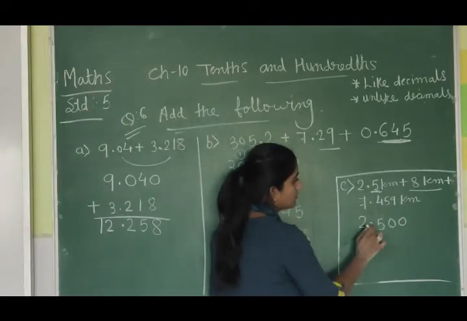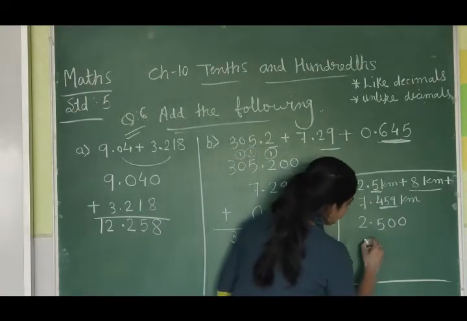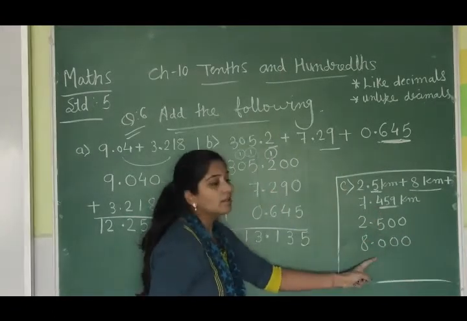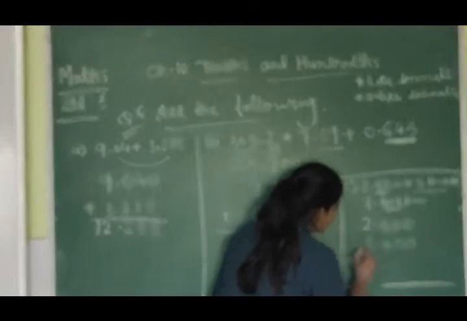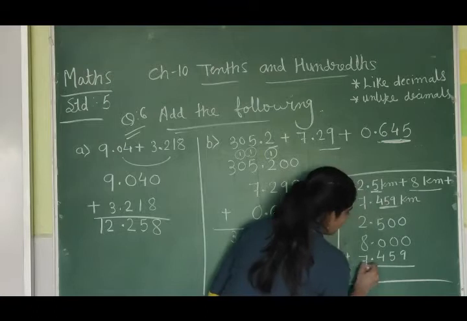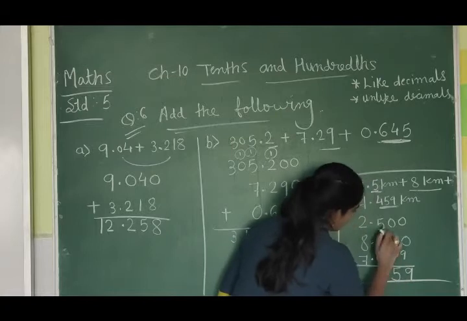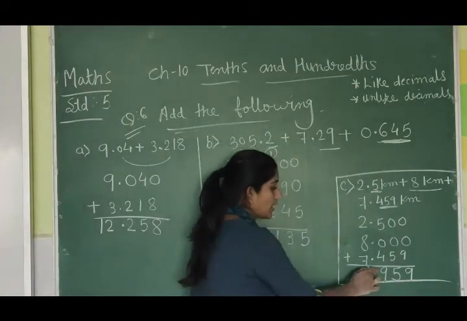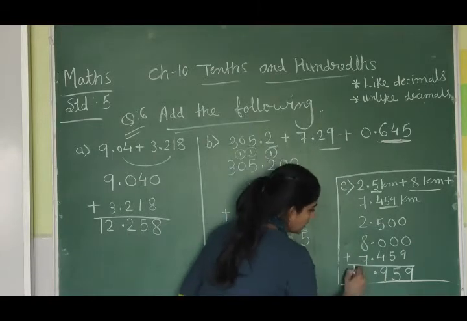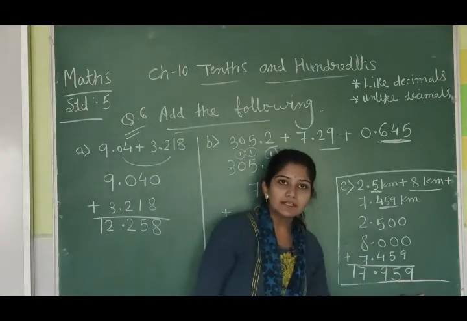So 2.500. After the decimal there should be 3 digits in all the numbers. Now 8. So 8.000, because we have to make them like decimals. Now the third one is 7.459. Okay, 009, 5, 9. Decimal points we are going to place in the same place. 2 and 8 is 10, 10 and 7 is 17. So the answer is 17.959.